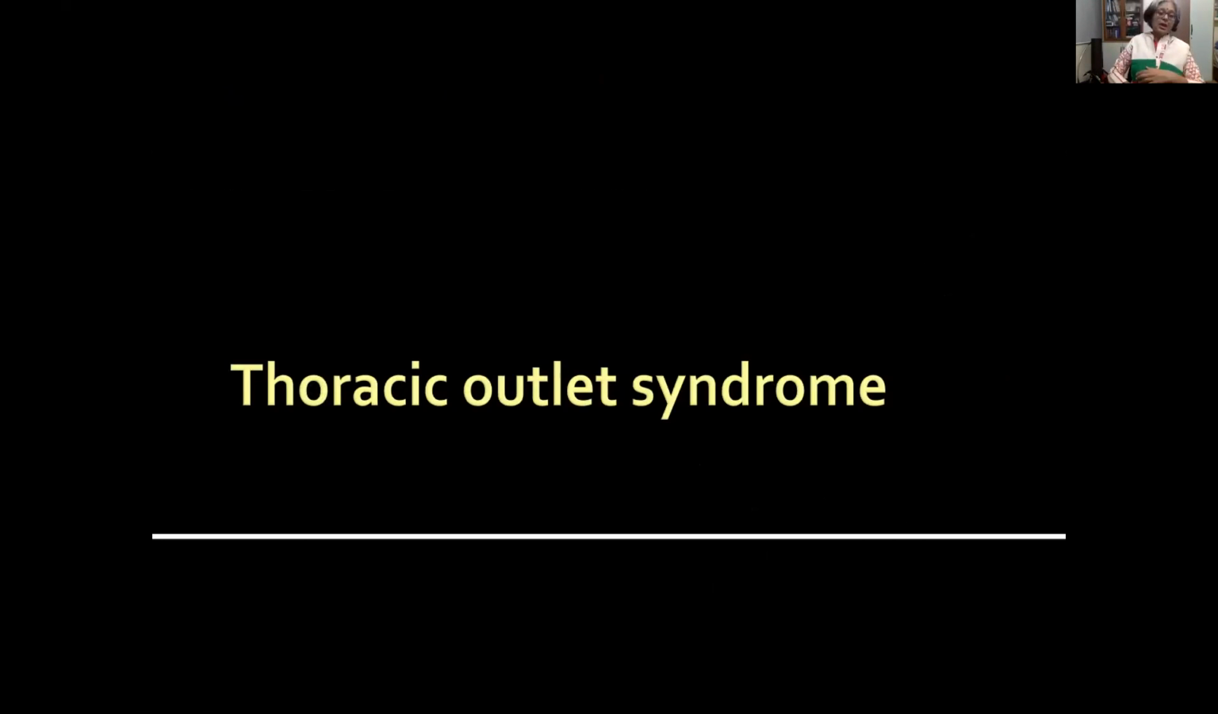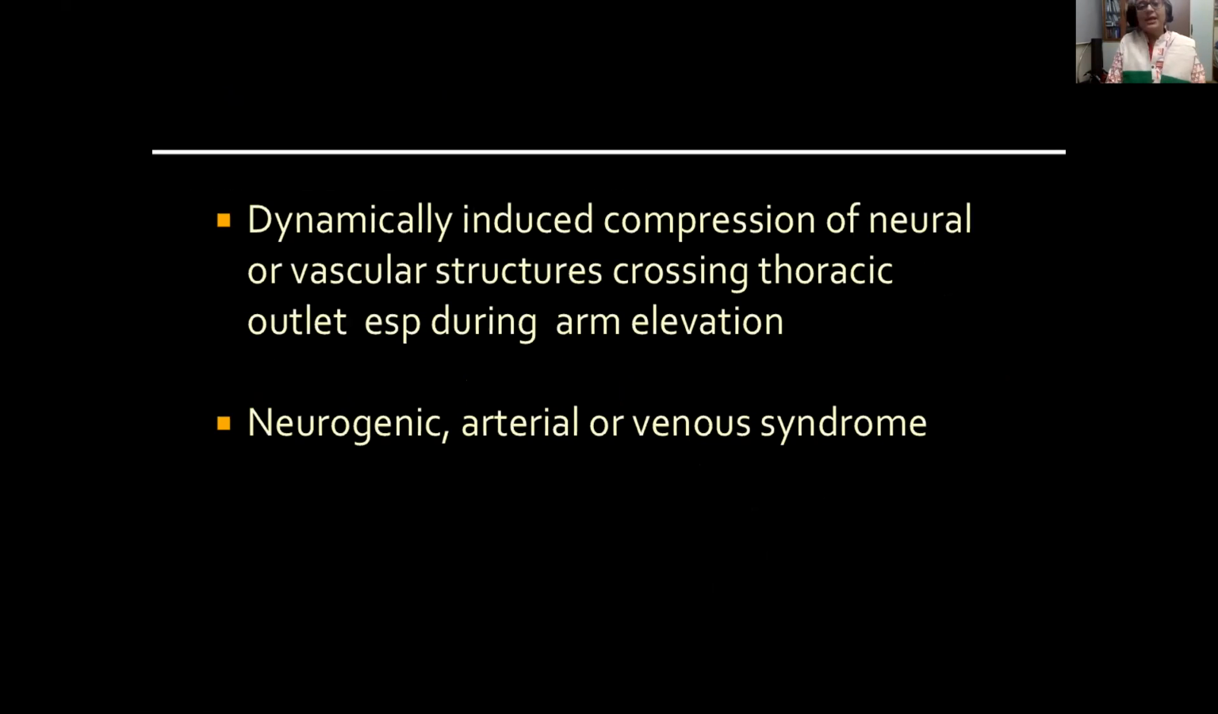For the last 5 minutes, let's speak about thoracic outlet syndrome. This is a challenging area because it's not always easy for us as radiologists to make the diagnosis. It's a dynamic process, that's important. So dynamically, either the nerve or the artery or the vein is getting compressed during its extent from the thorax to the upper limb. And this happens especially during elevation of the arm.